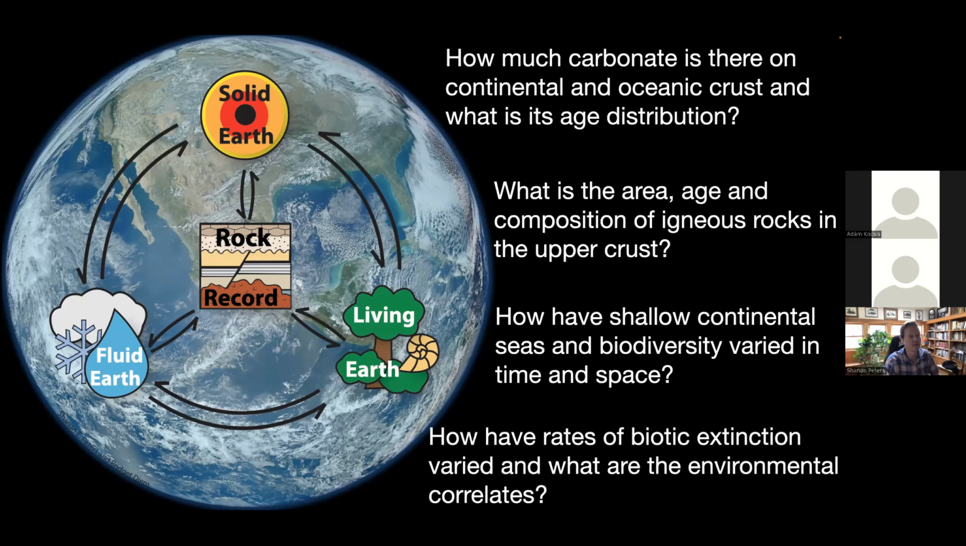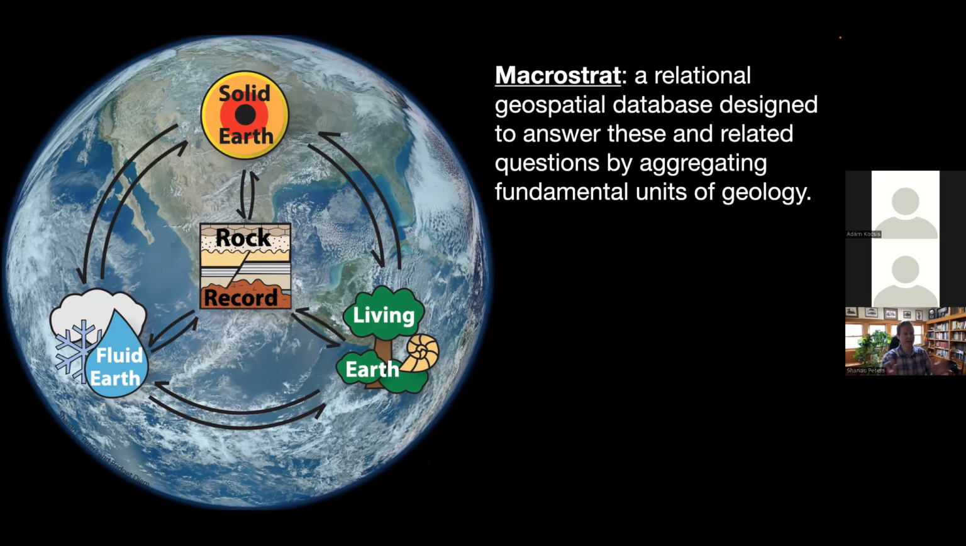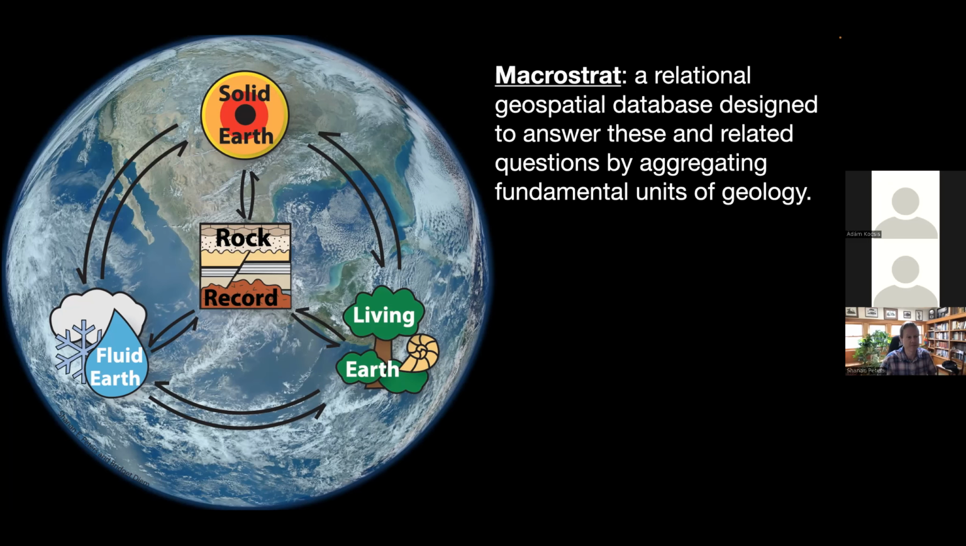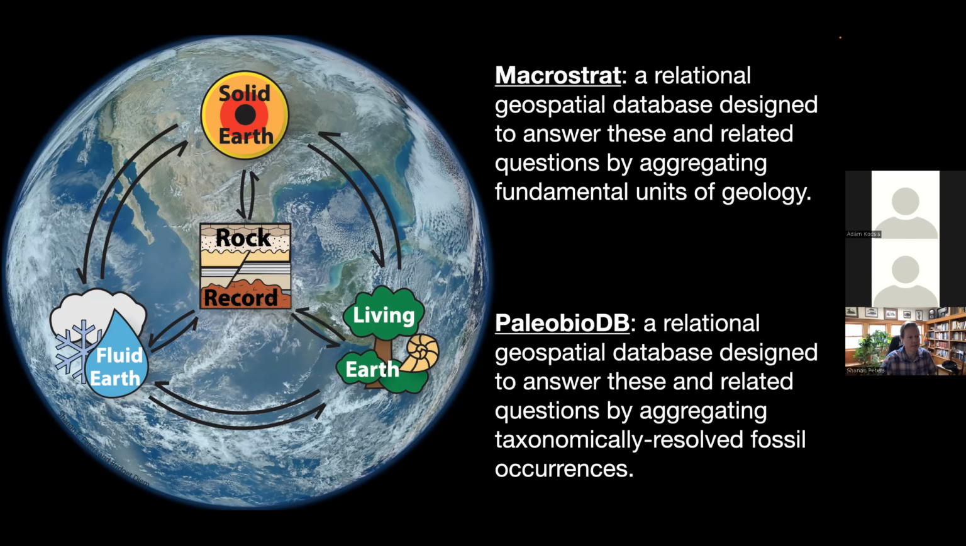And then these and a host of other questions require synthesis of data sets from many different sources in order to be able to make progress in these areas. So at a very high level, Macrostrat is simply a relational geospatial database designed to answer these types of questions by aggregating fundamental units of geology. And the Paleobiology Database is a relational geospatial database designed to answer these and related questions by aggregating taxonomically resolved fossil occurrences. And it's answering these questions that is motivating the infrastructure we're going to be talking about today.